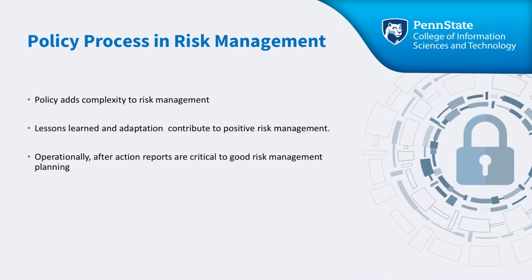The policy process in risk management is another thing that we need to talk about. The policy process associated with risk management introduces another level of complexity that may enhance or hinder the ability to provide the warning that mitigates risk. The best policy is one that is informed by lessons learned and responds with adaptation. We will talk later in the course about after-action reports that contribute to this.